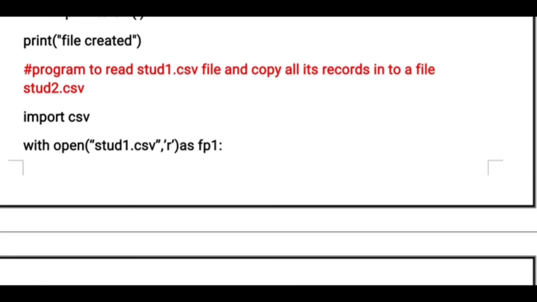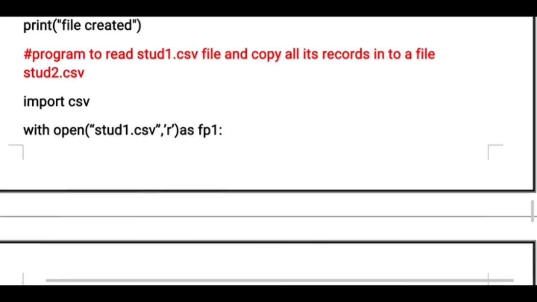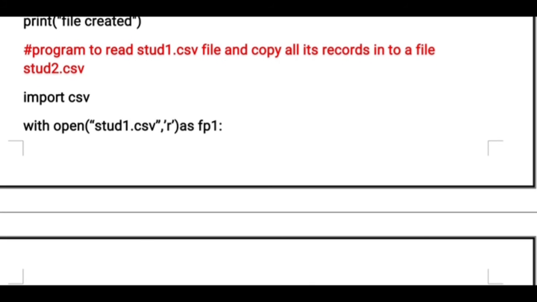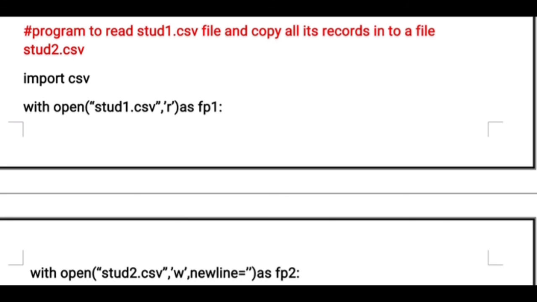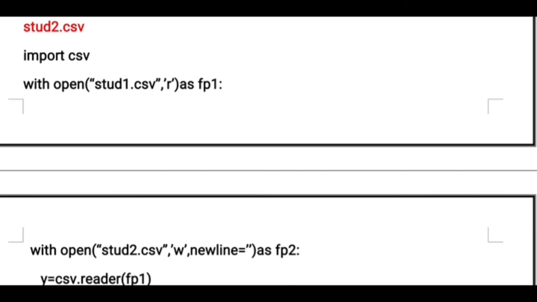Now the third program is the program to read the student file content and copy all the records into the file student2. So that means I'm going to copy the content of one file into another. Again, import csv. One file I have opened in the reading mode. Here I have not mentioned the path, but whenever you are doing the practical of the same, then you have to mention the complete path.